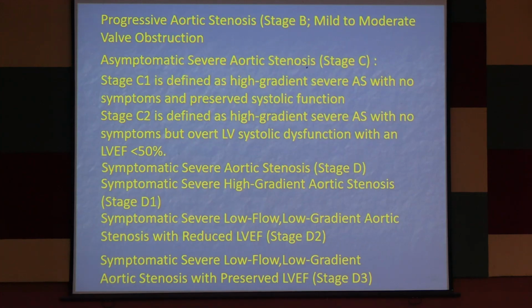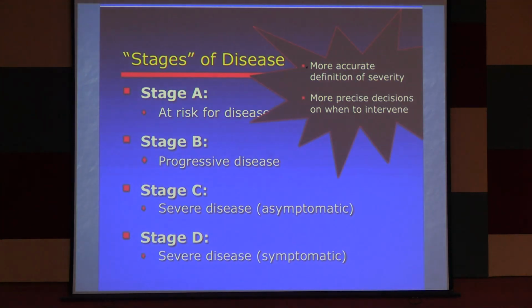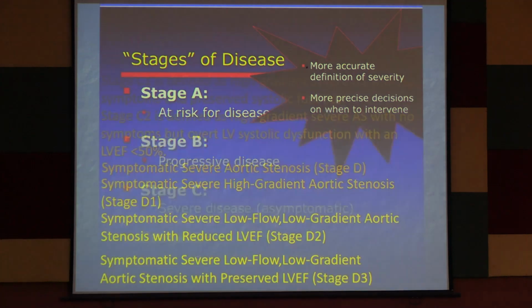Now, what is the valve dynamics? There is risk. Stage A, at risk for disease. Risk already mentioned, like hypertension, dyslipidemia, smoking, etc. Stage B, this is the progressive disease. Stage C, that is the asymptomatic. Stage D, this is the severe and symptomatic. Now classification.